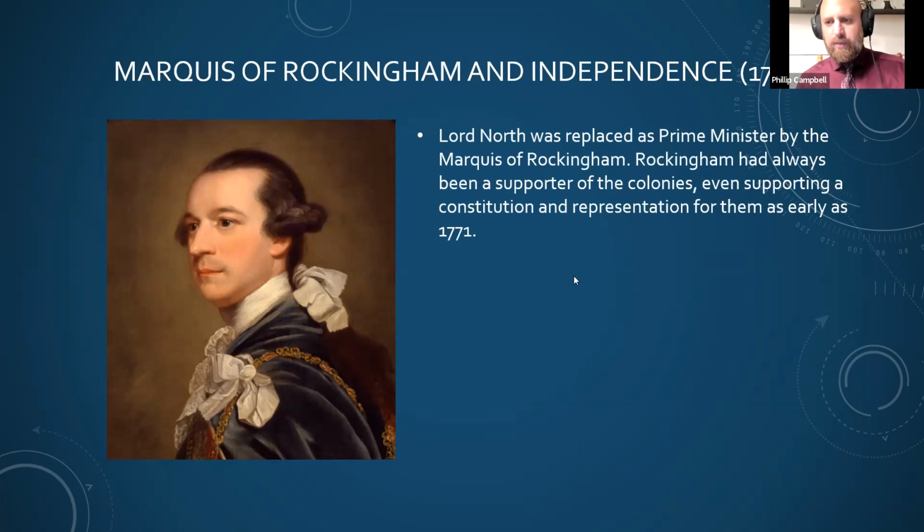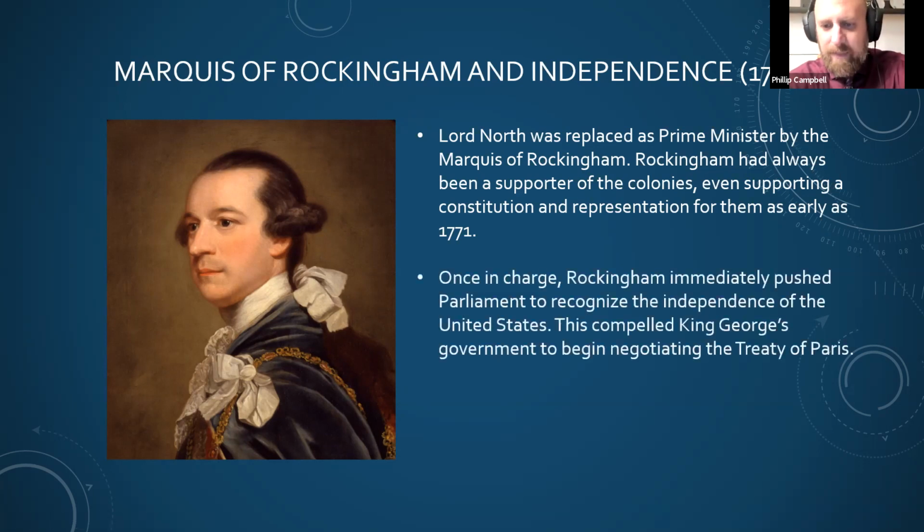Lord North was replaced as prime minister by the Marquis of Rockingham. And Rockingham had always been a supporter of the colonies. And look at this, even as early as 1771, he was supporting giving them a constitution. That's wild. When our Constitution was ratified in 1787, we hadn't even decided we needed a constitution yet. And Lord Rockingham was saying you should have one back in 1771, 4 years before the war started. And also representation. This just goes to show you that many of the British, even in government, even among the elites, were very forward-looking when it came to the United States and the colonies and their place in the British Empire.